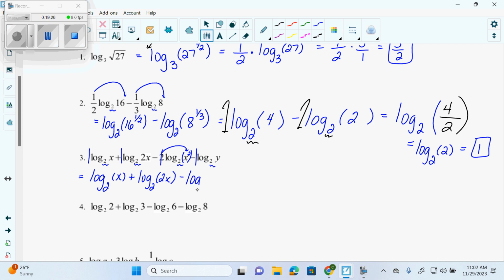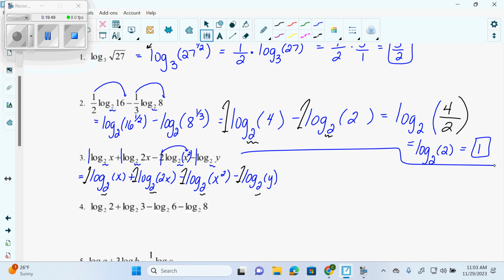Minus log base 2 of x squared minus log base 2 of y. Now they all have, this one has a plus 1, minus 1, minus 1, base 2, base 2, base 2, base 2. So my rules are good. I can now put them together. So I'm going to get log base 2, and anything with a plus 1 in front goes to the numerator. Anything with a minus 1 in front goes to the denominator.